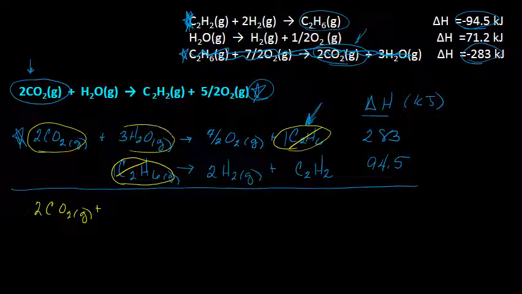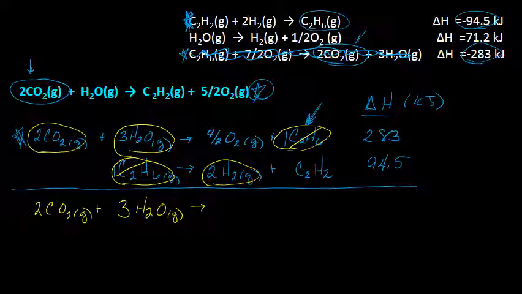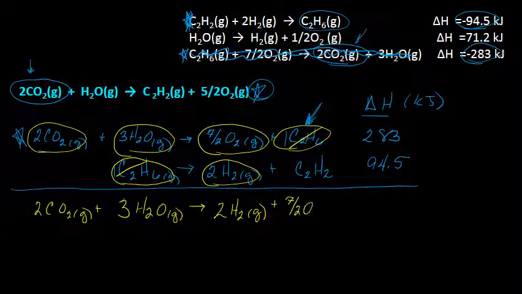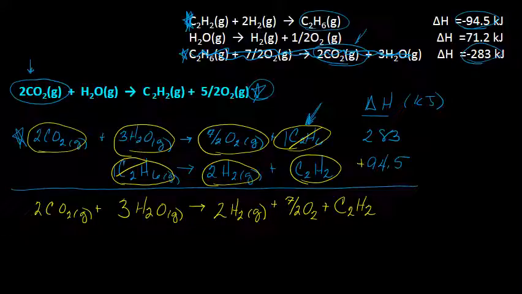What about water? Do I see that one anywhere else? Nope. So I can bring down the 3 waters, and that is a gas, yields, and hydrogen. Nope, I don't see hydrogen anywhere, so 2H2, and that's a gas, plus 7 halves oxygen, and I don't see that one anywhere, plus, bring that one down, and you're simply ready to add the 2 enthalpies now. So go ahead and grab your calculator and punch some numbers in.